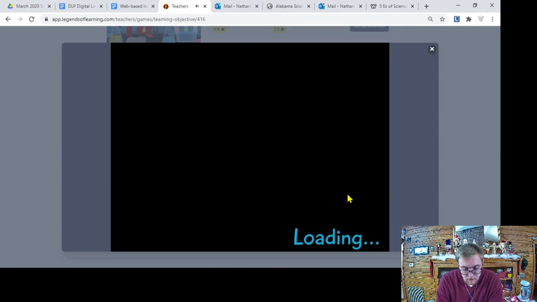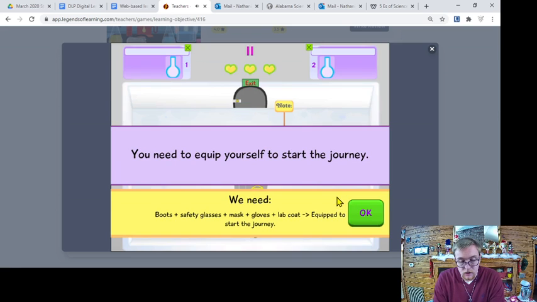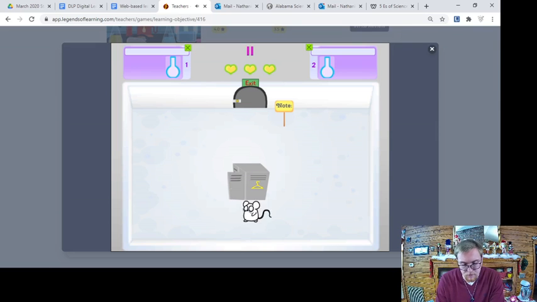So, React Lab, level 1. And what we're going to do here is we're going to equip ourselves to start the journey. We're going to follow proper laboratory safety procedures. We're going to put on boots, safety glasses, mask, gloves, and a lab coat. Those are going to be our reactants, and they're going to yield equipped to start the journey. We have a chemical equation, how we're going to prepare ourselves for lab.